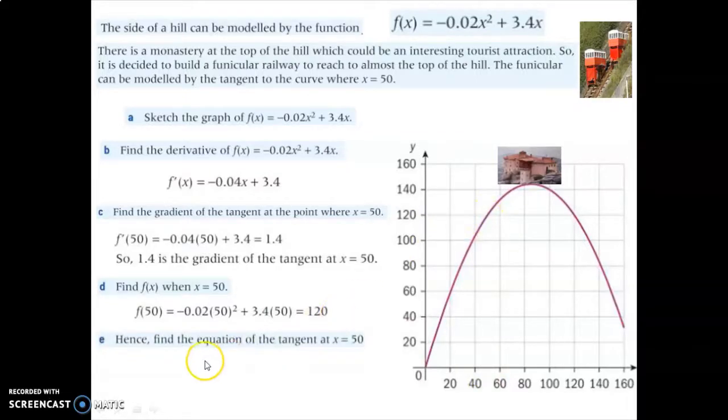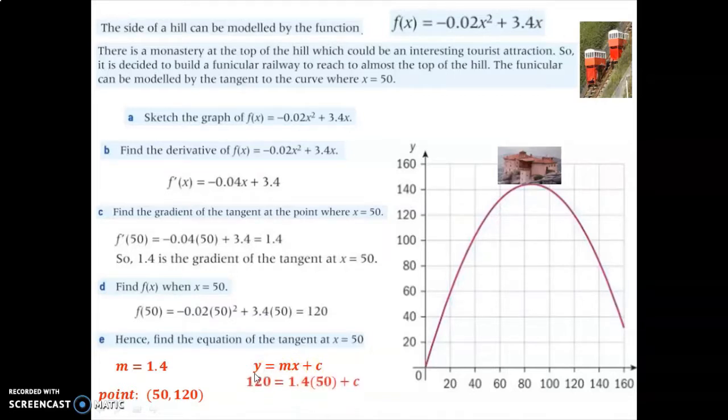Okay, last step. Hence, find the equation of the tangent. So now we can find the equation of the tangent line at x equals 50. Okay, we know the slope of the tangent line because that's what we use the derivative for. The derivative gives us the slope. So we found the slope at x equals 50. It is this. And now we know this coordinate because we found it by putting x 50 into the original function. So we know a slope and we know a point. When we know those two things, we can find an equation of a line. And a tangent line has an equation like this, y equals mx plus c.